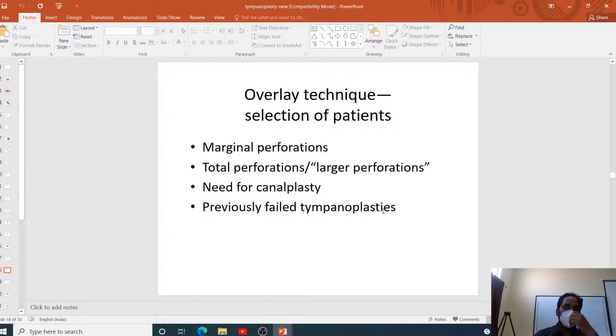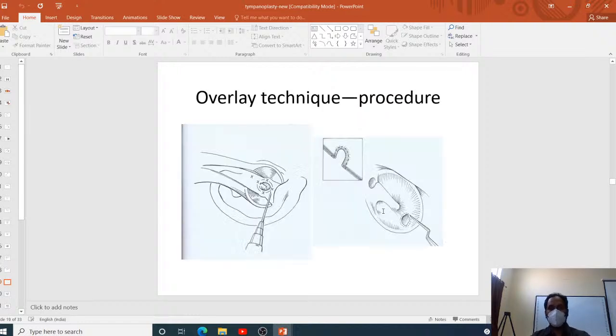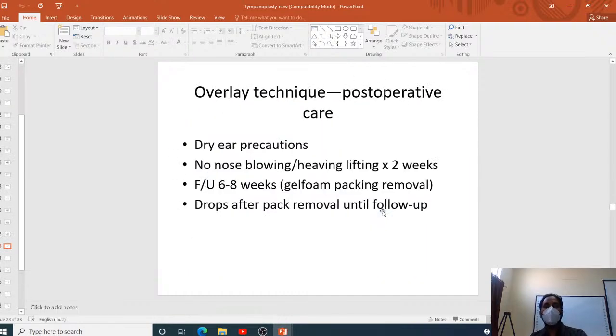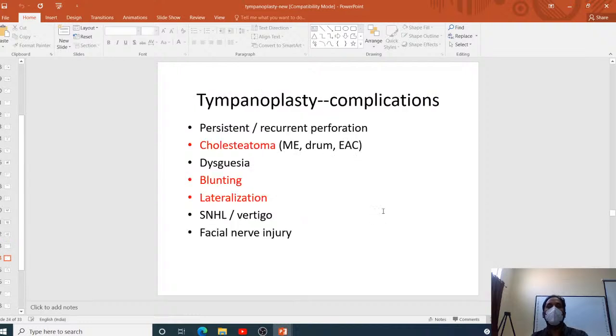And in the overlay technique, the selection of patients will be marginal perforations, total or large perforations, those who need canalplasty, and previously failed tympanoplasties. Okay, the procedure we'll discuss in the video. And the post-operative care is the same for both underlay and overlay. The ear should be dry, no nose blowing or heavy lifting for 2 weeks, follow up for up to 6 to 8 weeks, and drops after pack removal.